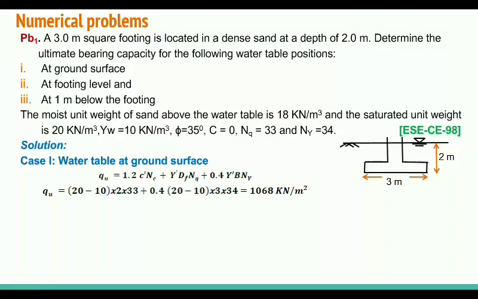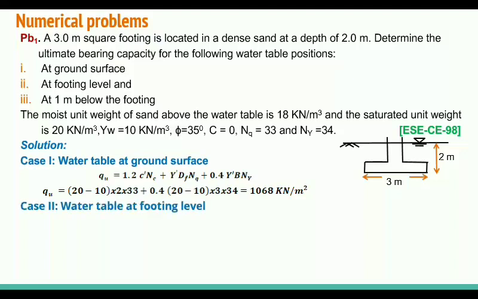Here dF, the depth of foundation, is 2 meter, and Q. So we put all these values and we can get the result. Qu, the ultimate bearing capacity of the soil for the first condition, with the water table at the ground surface, is 1068 kilonewton per meter square.